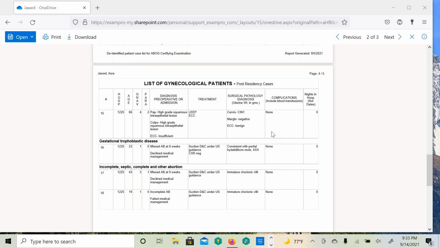So in this case, what you'll be faced with in the exam is that you'll need to defend this case in which you decided to do a LEEP rather than a cone, and it goes a little bit against the standard party line from ACOG. So let's talk for a minute about how we'll defend this.